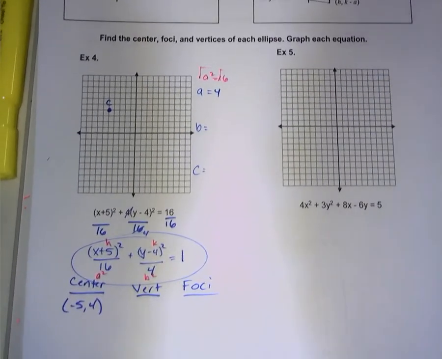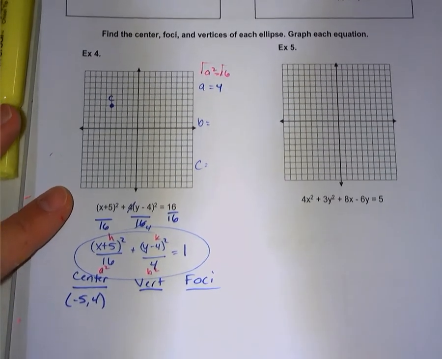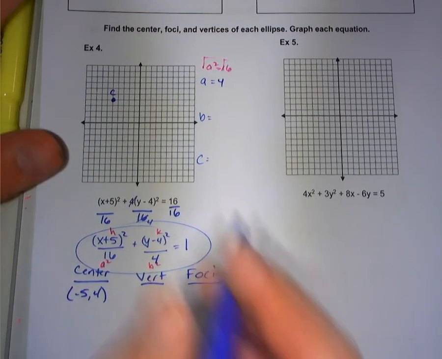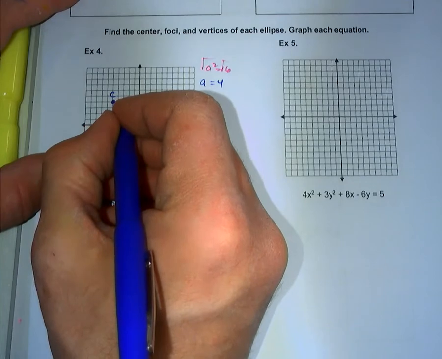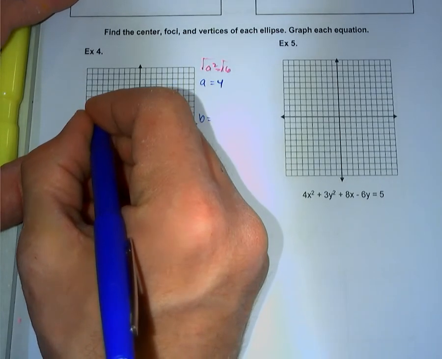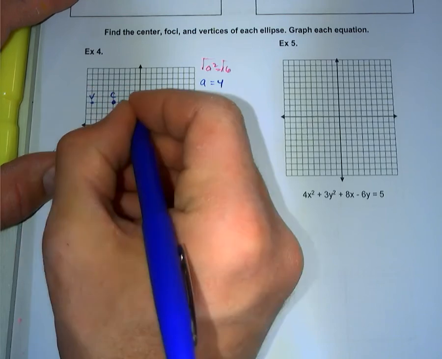Let me get it all on here. Which way do we go? Viv, which way do we go? If it's underneath the X's, yeah, x-axis goes left and right, so we go left and right 4. So I count over 1, 2, 3, 4, and we go over 1, 2, 3, 4. Mark those with the V.